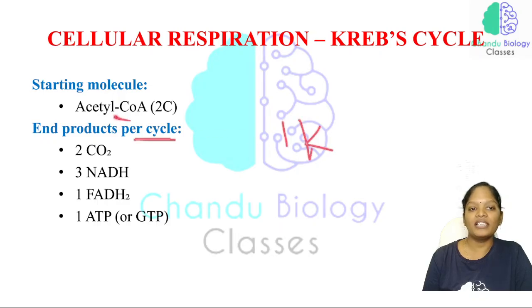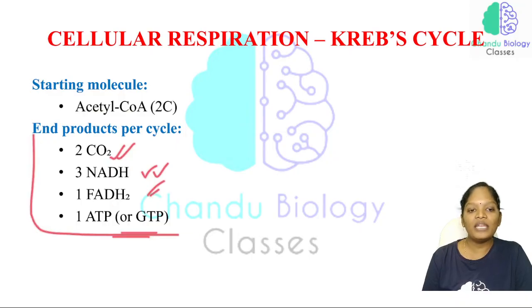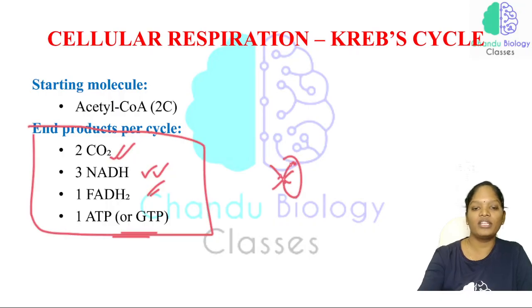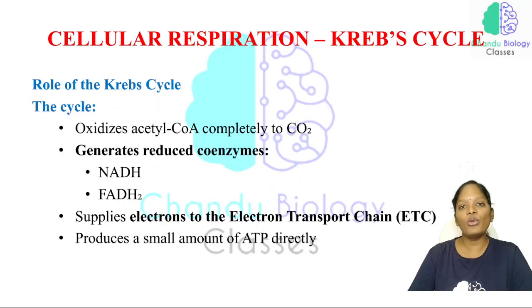Now what are all the end products per cycle? One Krebs cycle, that is 1 acetyl CoA with 1 oxaloacetic acid, they are producing 2 carbon dioxide, 3 NADH, 1 FADH₂, 1 GTP. So this can be expected in our exam. Kindly make note of it. Very, very important.